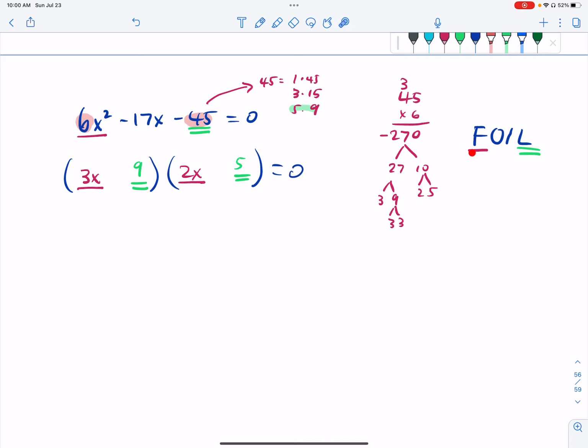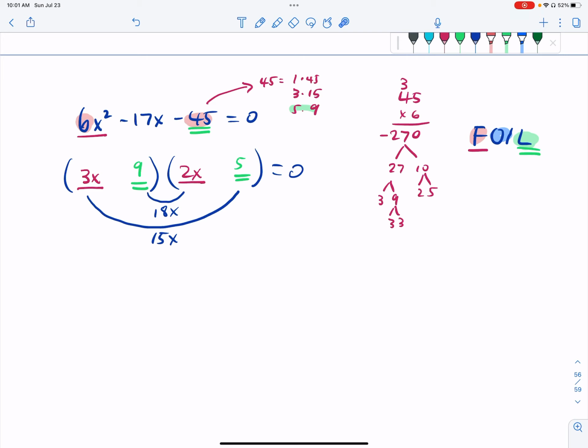So whenever I did my foiling technique backwards, I've got my F taken care of, check. I've got my L taken care of, check, with these factors that I have. The only thing that I didn't take into account is the outside and the inside, and that's where the checking comes into play. I'm going to multiply the outsides together, so 3x and a 5x gives me a 15x. I'm going to do the same thing with my inside terms. 9 times 2x gives me 18x.